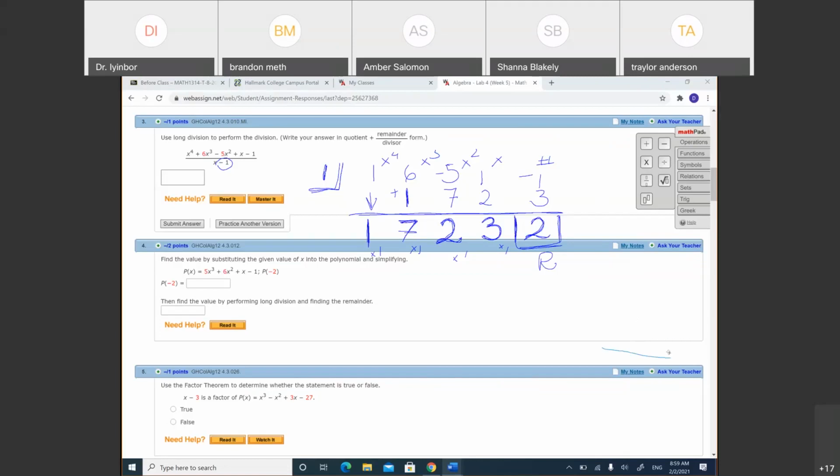Hold on, Takisha is asking something. Okay, so now from here we're going to write the quotient and the remainder. How do you do that? Let me write it for you guys.